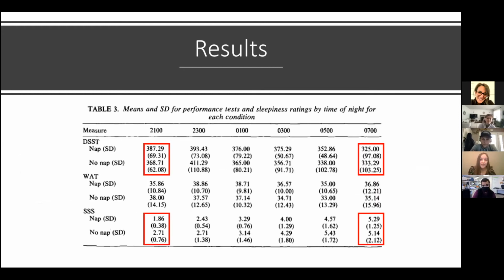And then the last table in this paper was looking at performance tests and subjective sleepiness ratings. You have time of night across the top, and then you have the digit symbol substitution task separated by condition, the Wilkinson addition task, and then the Stanford sleepiness scale. The main point of this figure is that they found a significant effect of time on the digit symbol substitution task and the Stanford sleepiness scale. As it gets later into the night, individuals perform worse on this performance task. They didn't find that with the Wilkinson addition task, but they did find it with subjective sleepiness: a lower number was less sleepy, and as the night went on it rose to a larger number, which means they were more sleepy. They didn't find any significant differences between conditions for any of these three parameters.